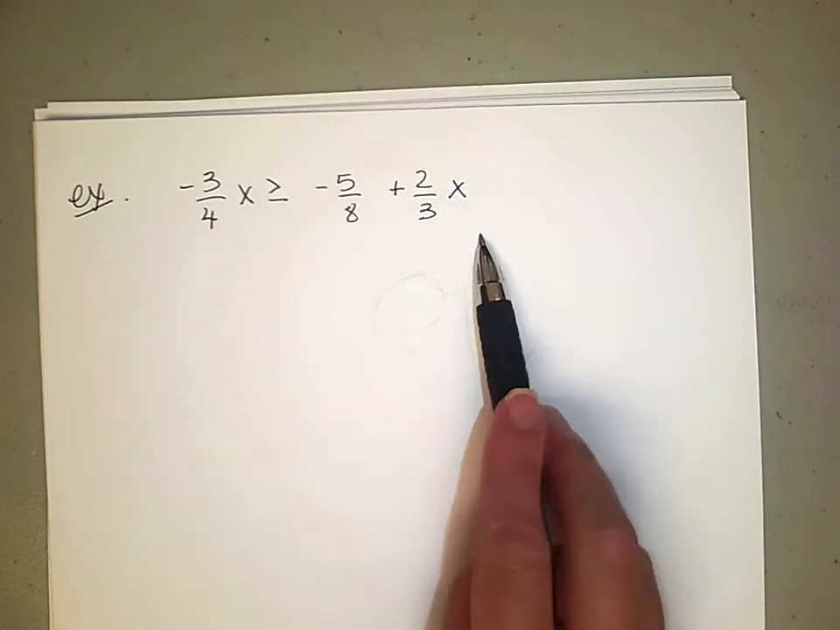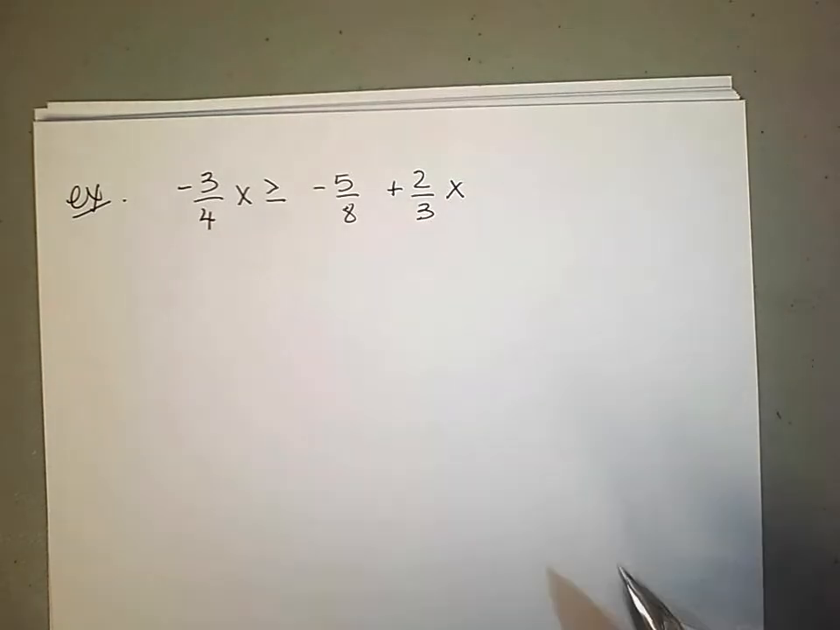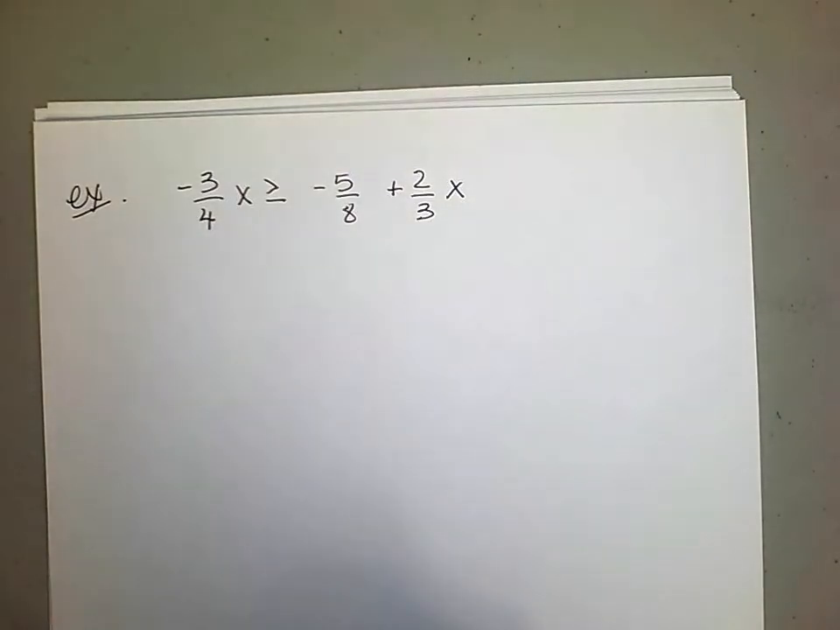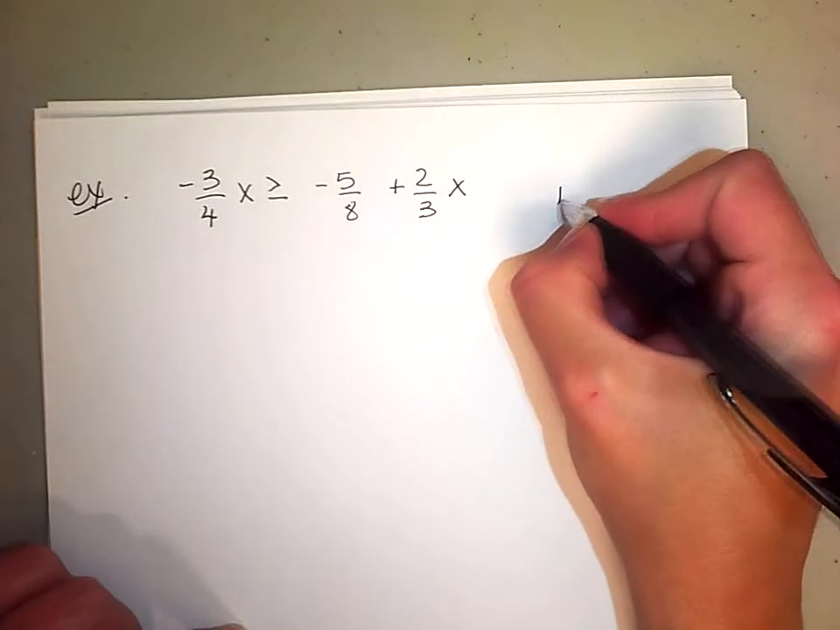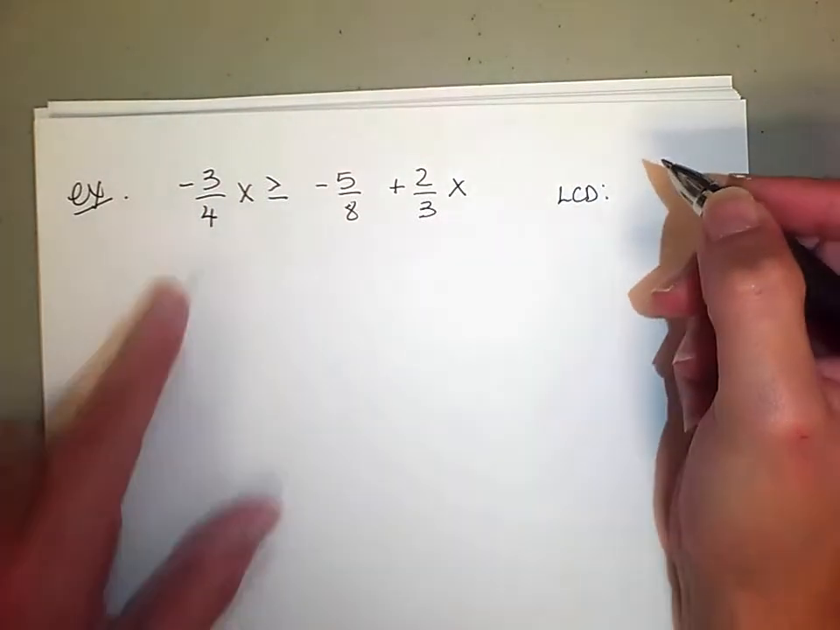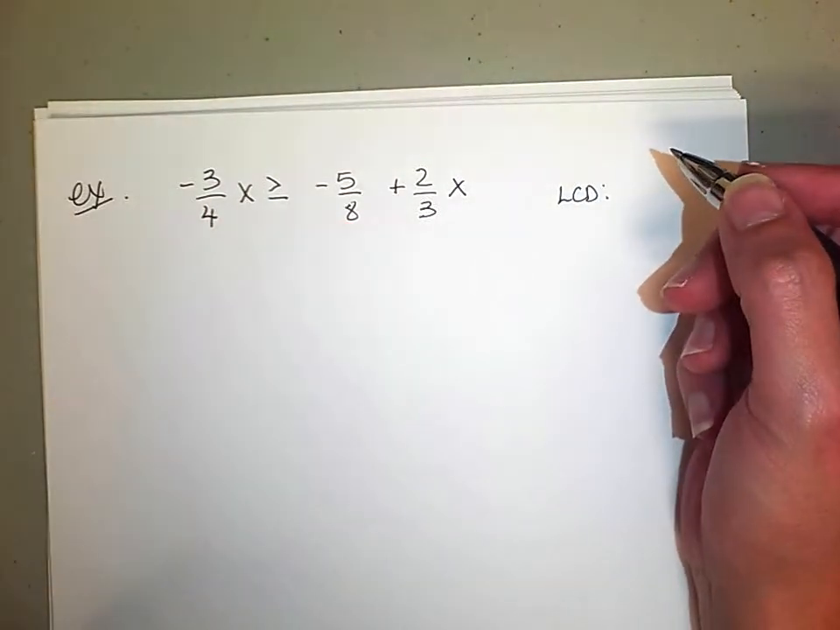Since I have x's on both sides of the inequality, what I could do is add that to the x's on both sides. However, that would require adding and subtracting fractions. So I think possibly if we got a common denominator and then multiplied through by that common denominator, we could get rid of the fractions. So our least common denominator here, 4 goes into 8, but 3 doesn't.